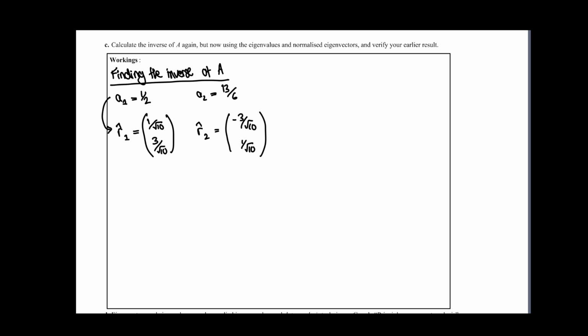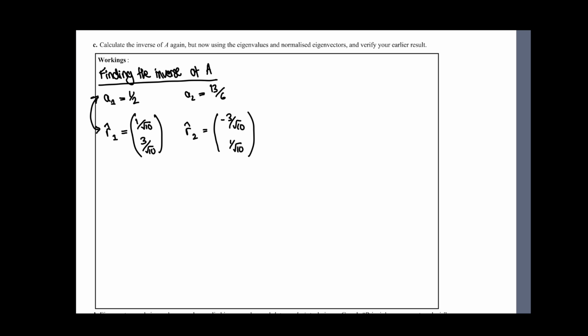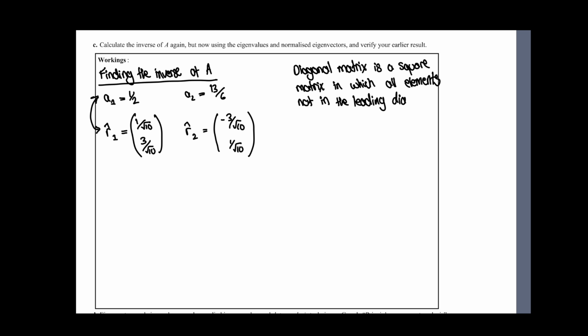Notice how I am matching up the eigenvalues with their corresponding eigenvectors. Okay, the way to do this is to first define what a diagonal matrix is. A diagonal matrix is a square matrix in which all elements not in the leading diagonal are 0.